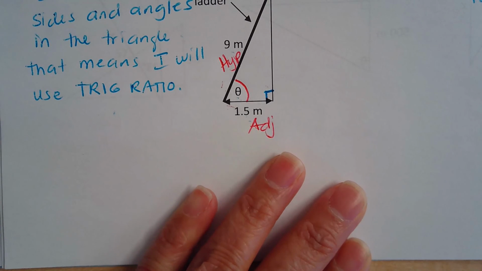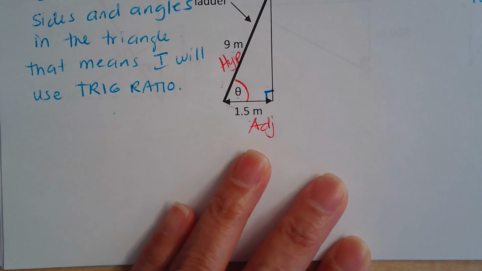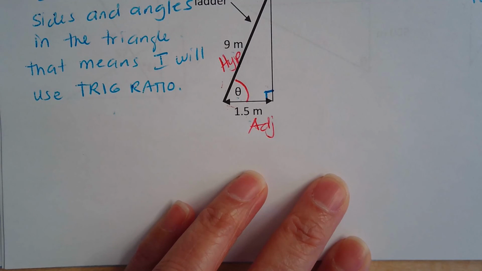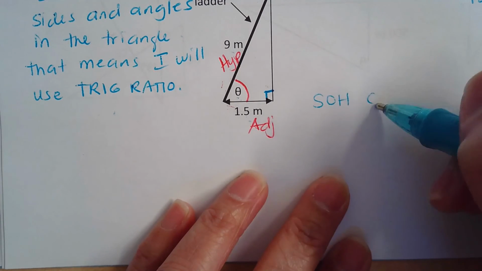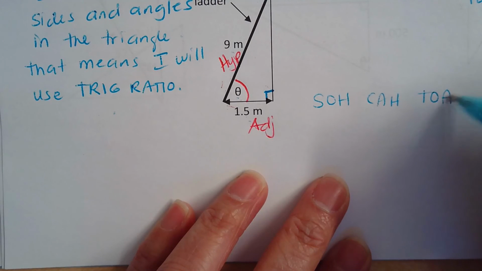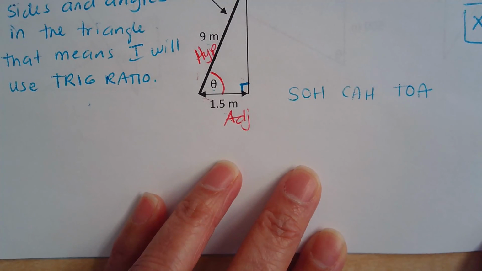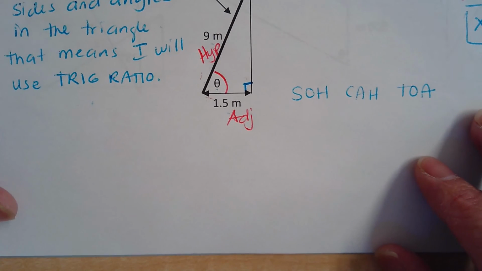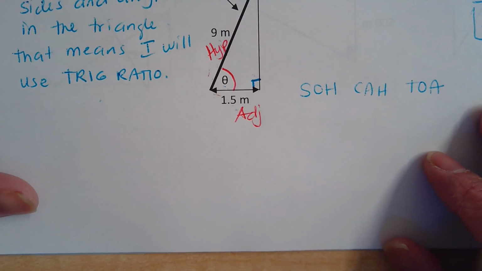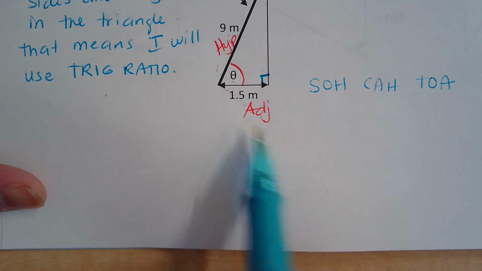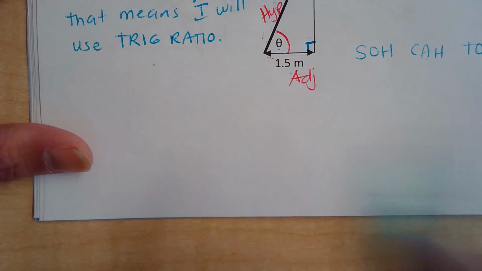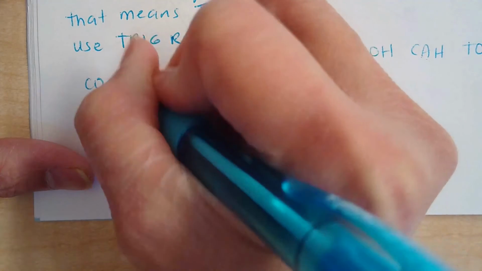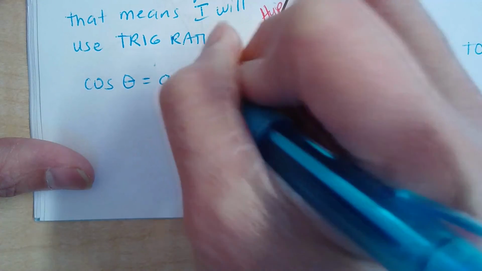Give you a moment to take a look at the trig ratios. Is it sine? You say cos? I heard cos. Yeah, absolutely, it's cos, right? Because the cos has adjacent and hypotenuse. Adjacent and hypotenuse. Yeah, perfect. So we're going to use cos. So cos theta equals adjacent over hypotenuse.